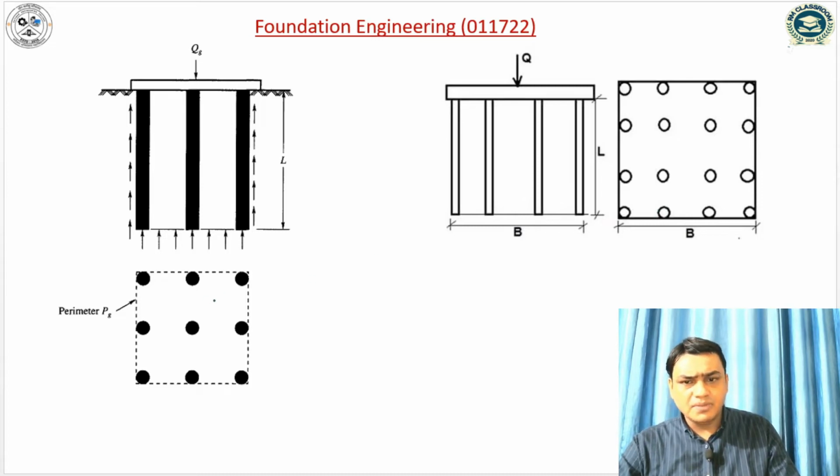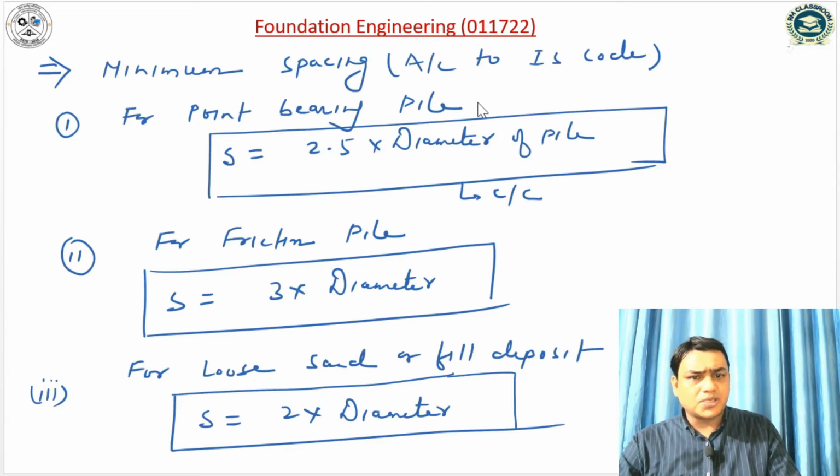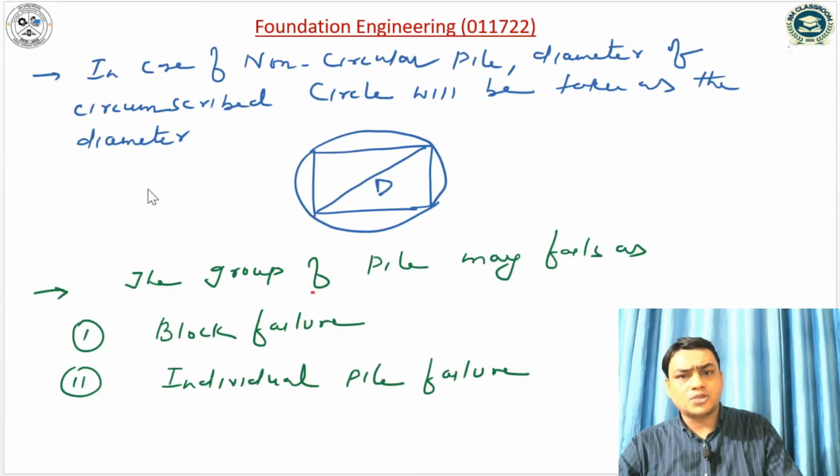The minimum number of piles required is 3, and the minimum spacing, as I told you, according to IS code, for point bearing piles is 2.5 times the diameter of the pile, measured from center to center. Similarly, for frictional piles it is 3 times the diameter of the pile, and for loose deposits it is 2 times the diameter of the pile. In case of non-circular piles, the diameter of the circumscribed circle will be taken as the diameter.